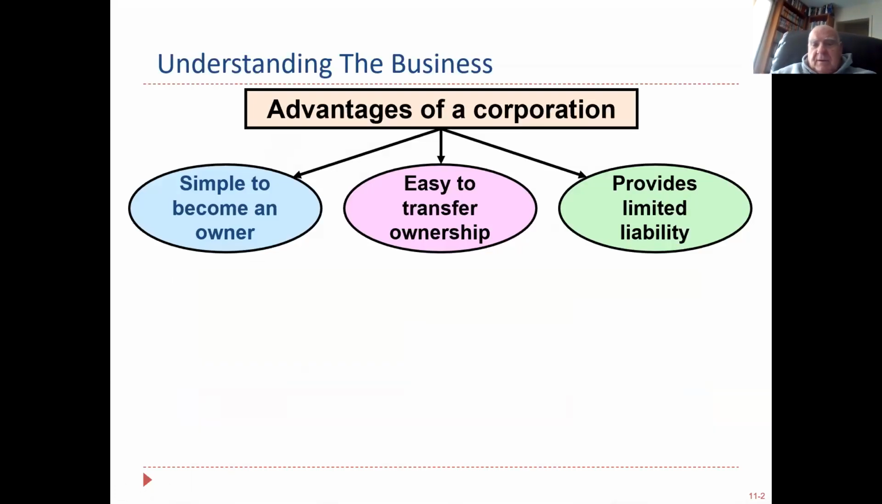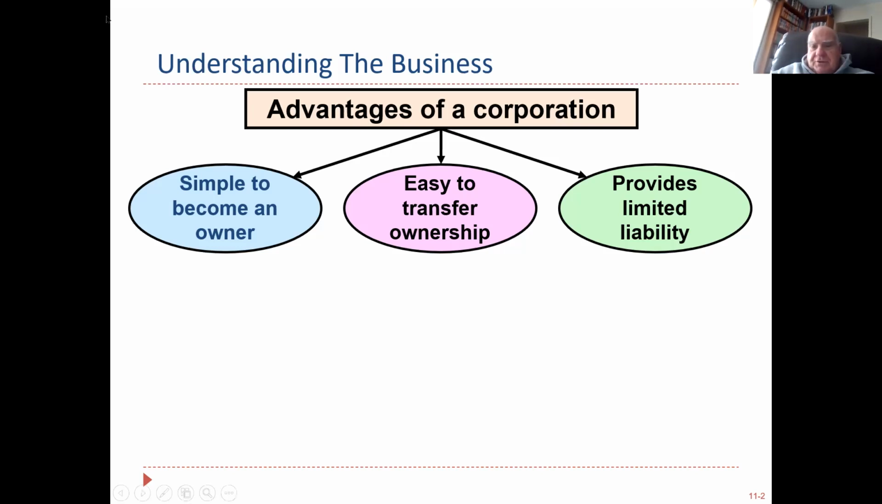They talk a little bit here on this first slide about the advantages of a corporation. Easy to become an owner. All you have to do is buy one share of stock and you're an owner of IBM. Easy to transfer ownership. You buy 10 shares of IBM stock today for 100, and maybe in a month or so, you sell it for 105 to somebody else. Takes a split second.